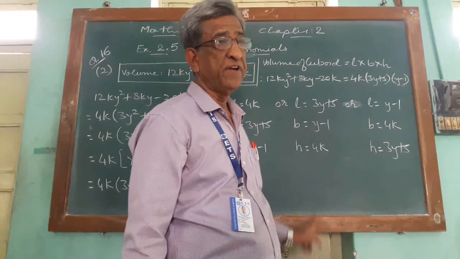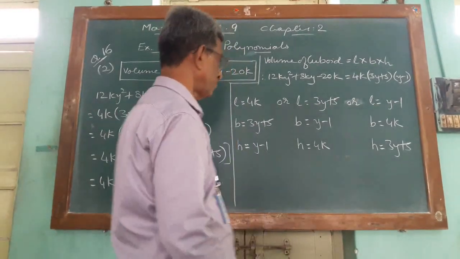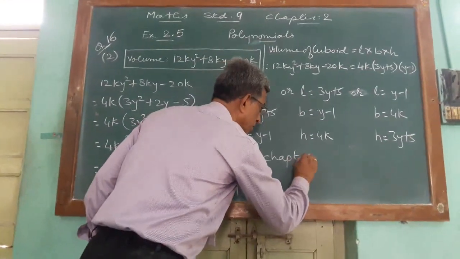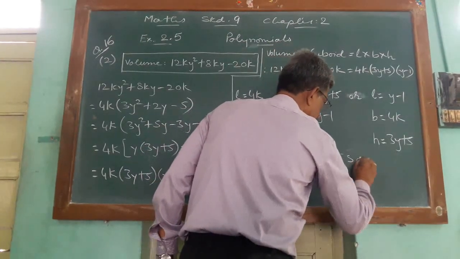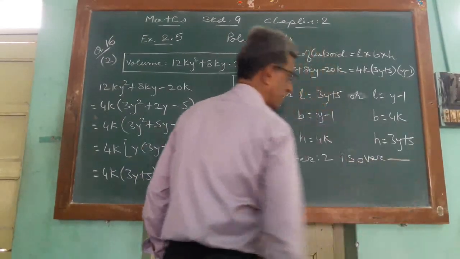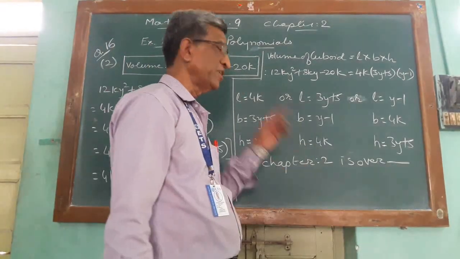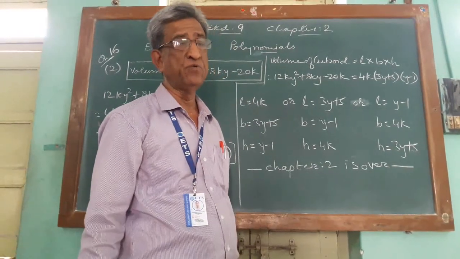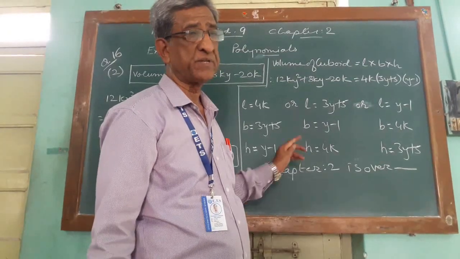So with this sum, the whole chapter is over. Chapter number 2, polynomials, is over. By this sum, chapter 2 is over. Now in the next lecture we will see a new chapter. Till then you revise all these exercises.